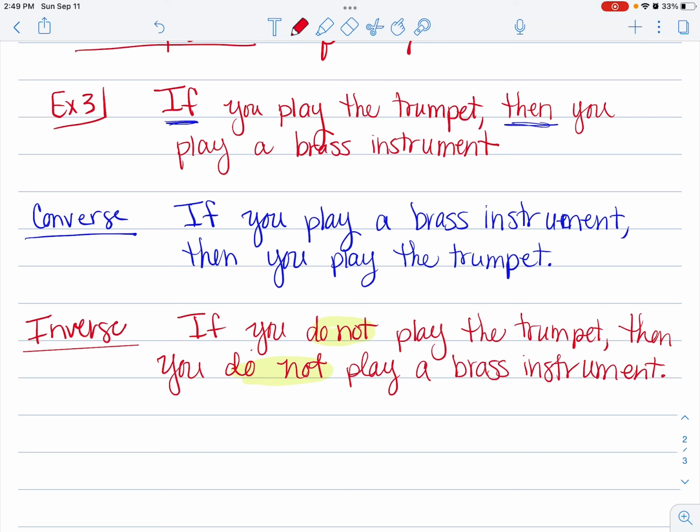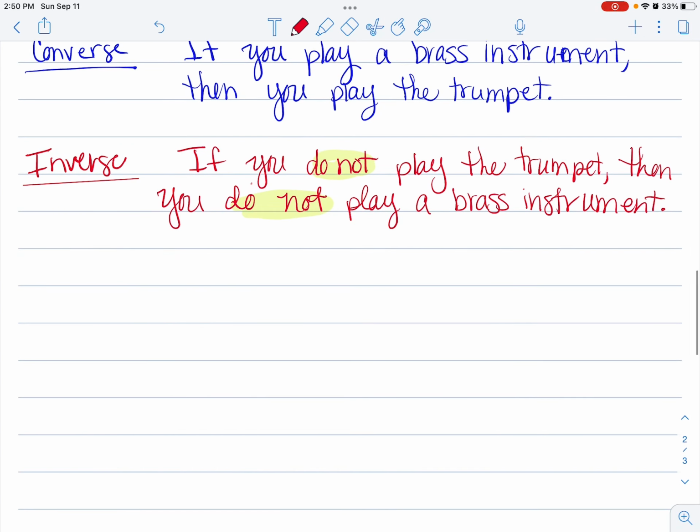Okay, so this particular one also happens to be false. Again, not all the time are they false, but this one happens to be, because if you do not play the trumpet, meaning you could play any other instrument, then you do not play in the brass section. Well, yeah, that's not true. You could possibly play a trombone, for example, but you definitely still play a brass instrument.